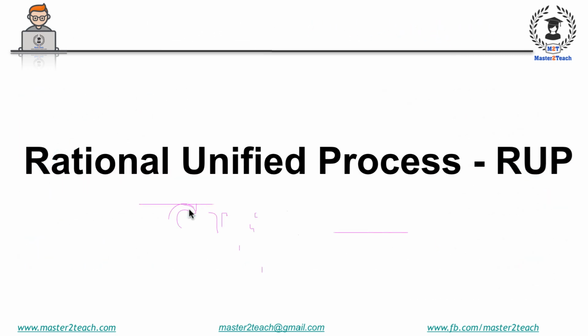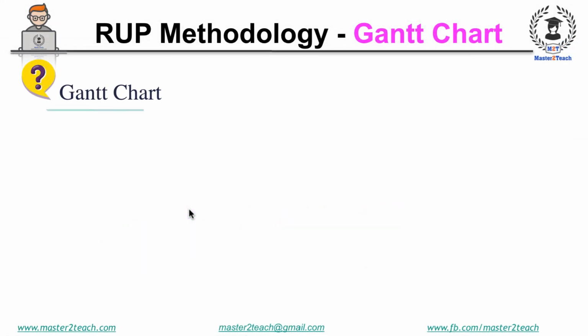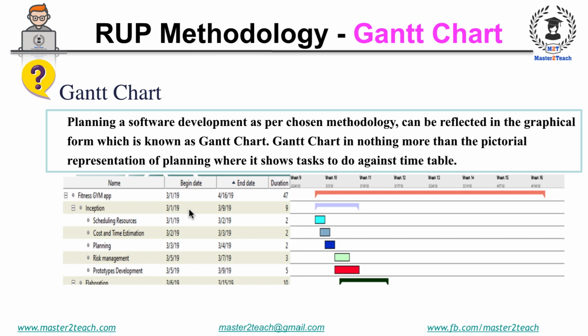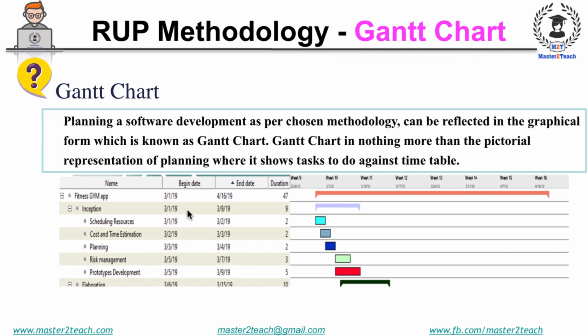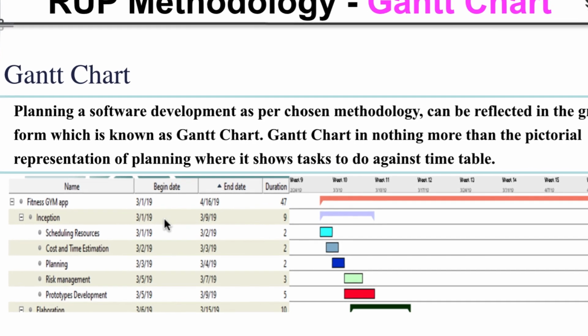Now, let's move to the Gantt chart. After the methodology has been selected, planning should be done very carefully. Planning a software development as per the chosen methodology can be reflected in graphical form, which is known as a Gantt chart. A Gantt chart is nothing more than a pictorial representation of planning where it shows tasks to do against a timetable.